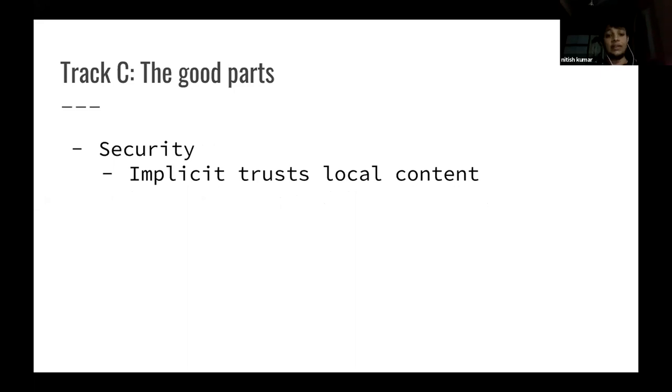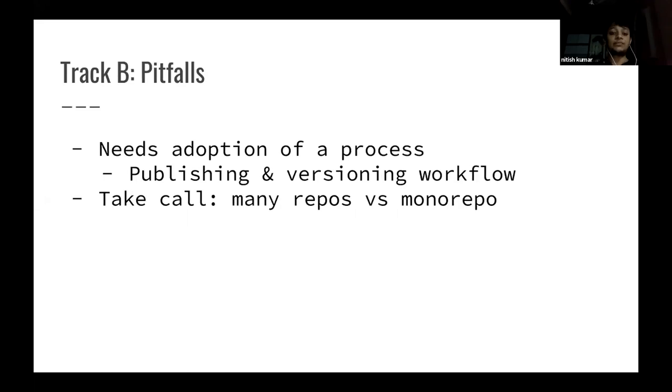Good parts again on security, it is implicitly trusting local content only. All of the contents are bundled with the application and there are no dependencies on external content. So yeah, good. What are the pitfalls? Now, adoption of process. What you're basically asking your organization to do is take a very, very different, drastically different approach: hosting all of the content, modularizing all of these things. In a very agile and fast-paced team, this might be overhead. Might not be feasible sometimes.